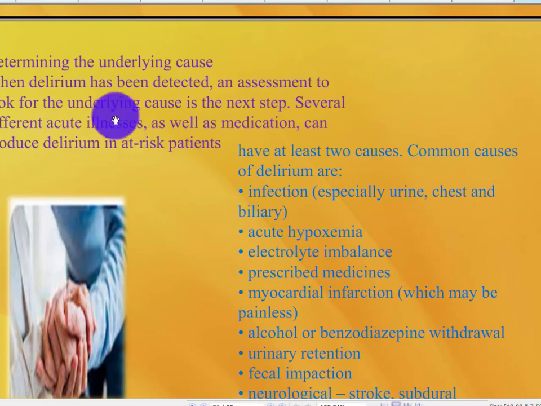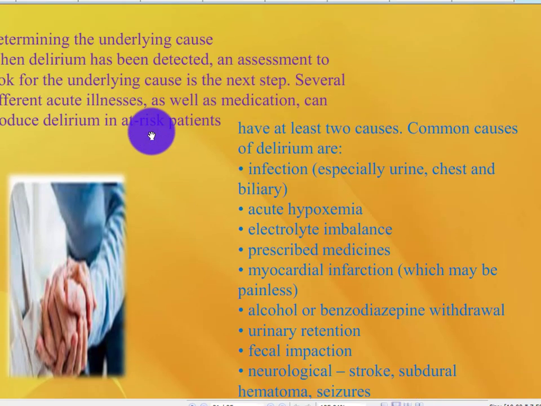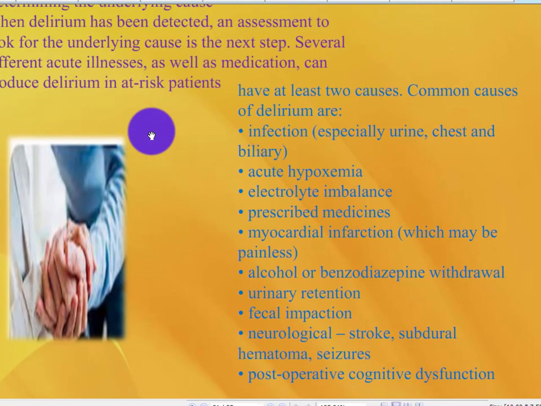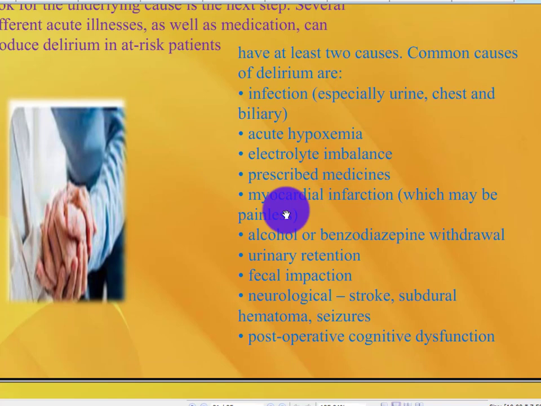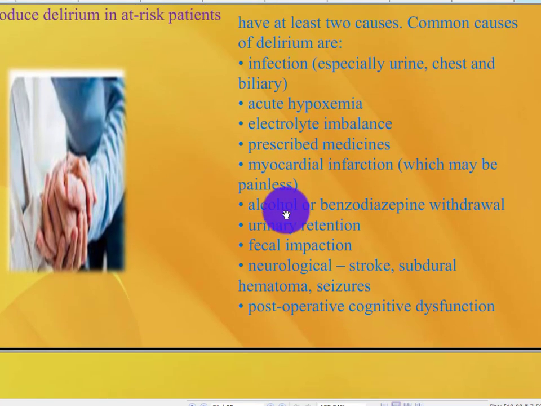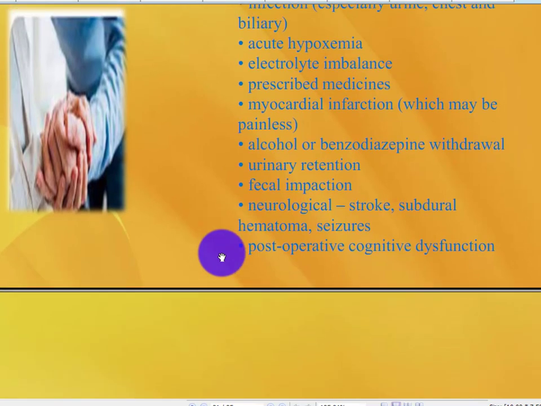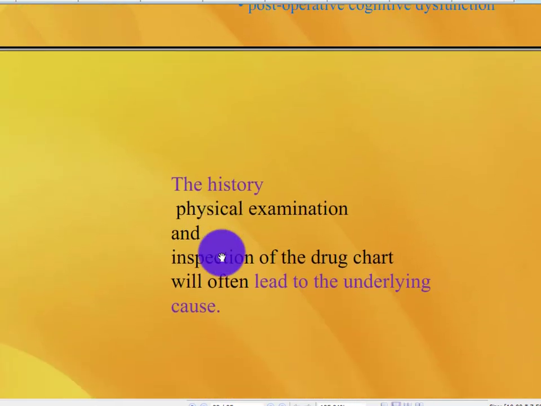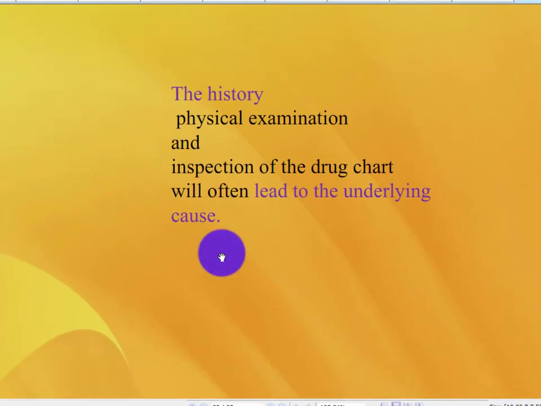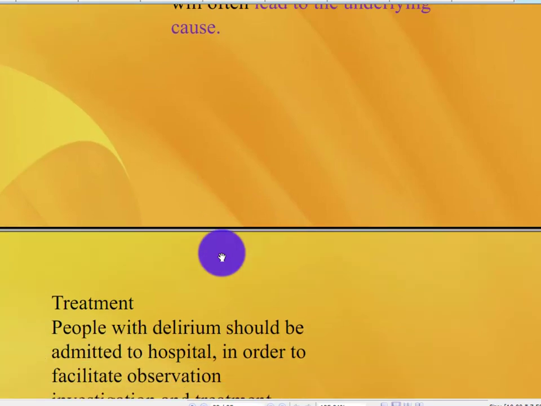Determining the underlying cause. When delirium has been detected, an assessment to look for the underlying cause is the next step. Several different acute illnesses as well as medication can produce delirium in at-risk patients. Many have at least two causes. Common causes of delirium: infection, acute hypoxemia, electrolyte imbalance, prescribed medicine, myocardial infarction, alcohol and benzodiazepine withdrawal, urinary retention, fecal impaction, neurological stroke, subdural hematoma, seizure, post-operative cognitive dysfunction. The history, physical exam, and inspection of the drug chart will often lead to the underlying cause.